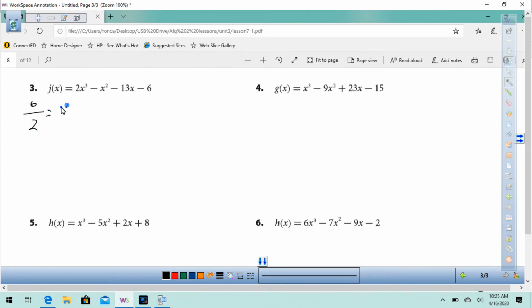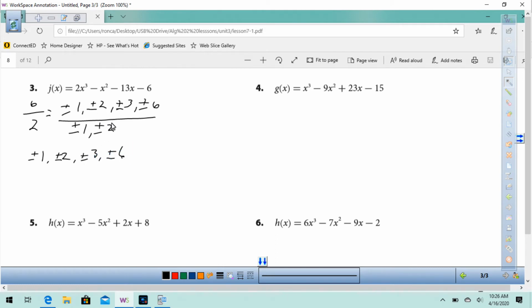So we've got plus or minus 1, plus or minus 2, plus or minus 3, and plus or minus 6. And that's all going to be over plus or minus 1, plus or minus 2. 1 over 1 is 1, that's plus or minus 1. 2 over 1 is 2, plus or minus 2. 3 over 1 is 3, plus or minus 3, and then plus or minus 6.